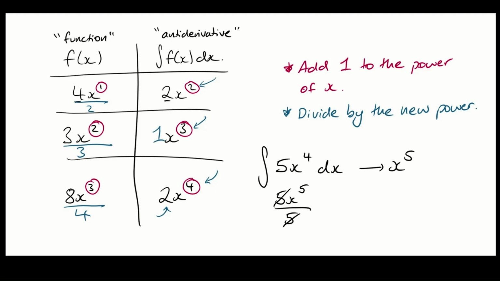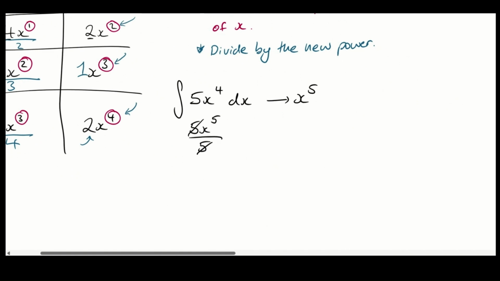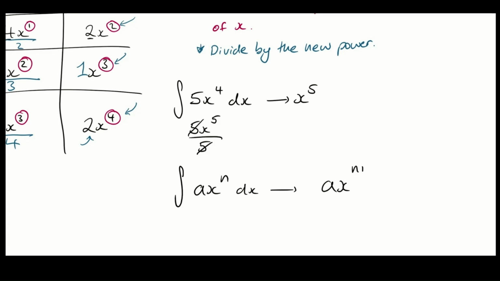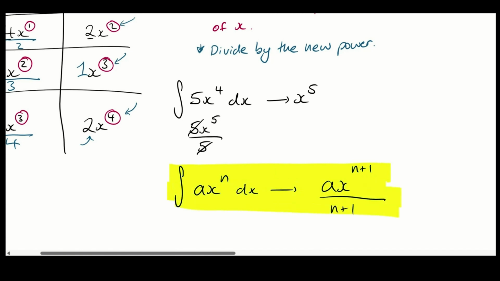Can we come up with a formula now that states this outright? We say that the antiderivative of ax to the power of n, so in this case our 5 is our a and our 4 is our n, with respect to the variable x, is that we need to add 1 to the power, so we get ax to the power of n plus 1, and then divide by our new power, n plus 1. This part here that I'll highlight in yellow is our formula for antidifferentiation.